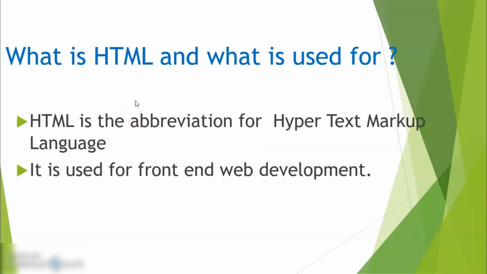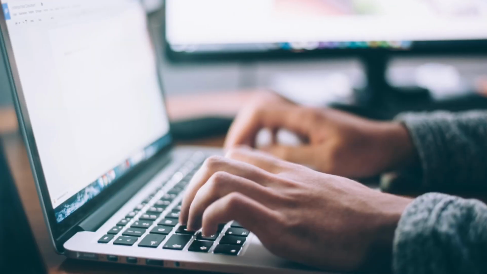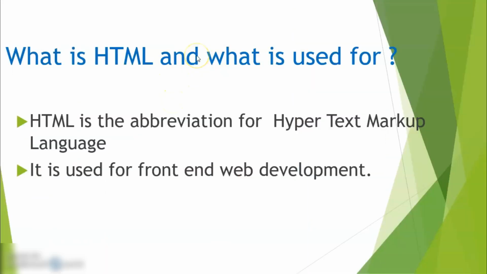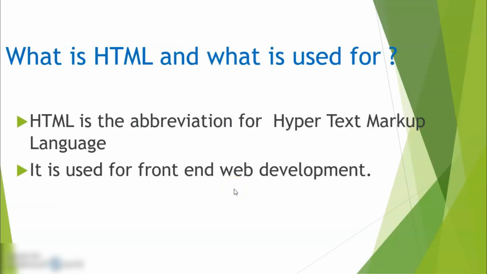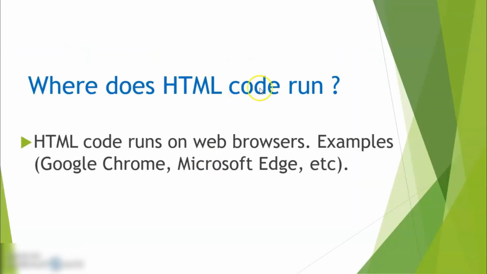Now HTML is basically used for front-end web development. There are basically two types of web developments. One is front-end and the other is back-end. Now front-end web development is developing the content that's being displayed on the web page, like the text and the images, videos, audio, etc. Now the back-end is related to servers for storing data and manipulating that data, user credentials, etc.